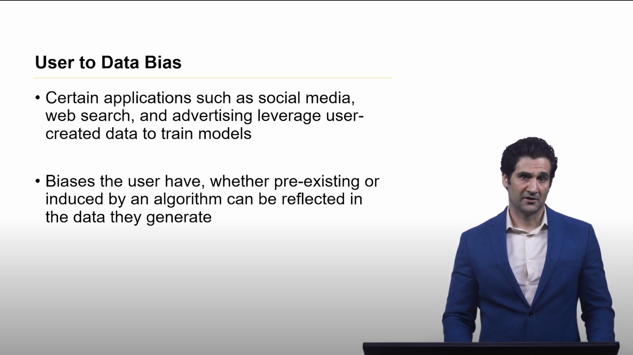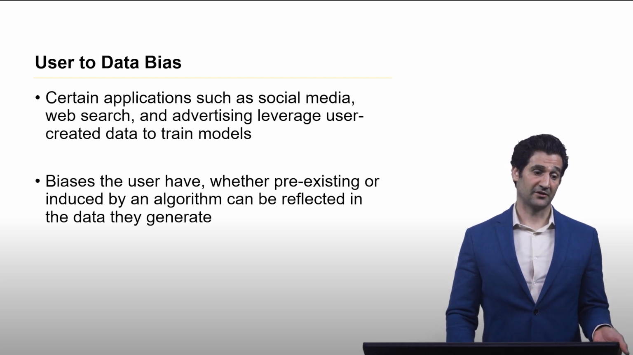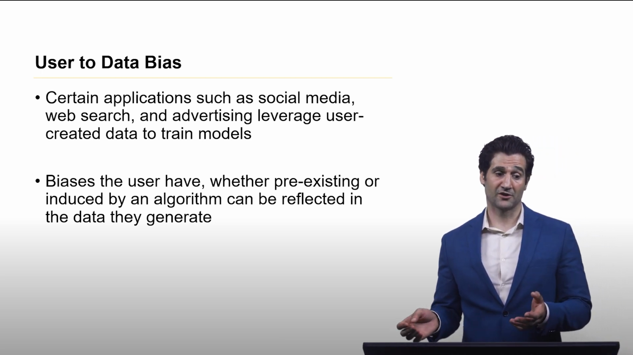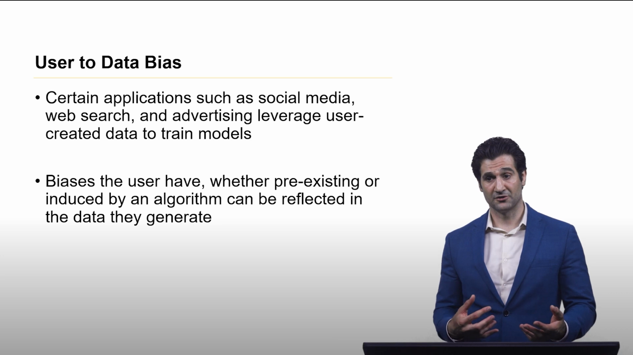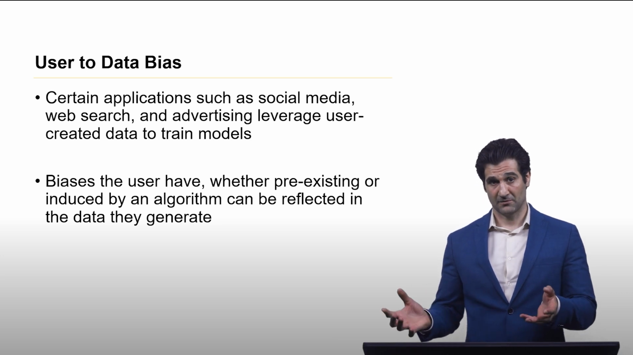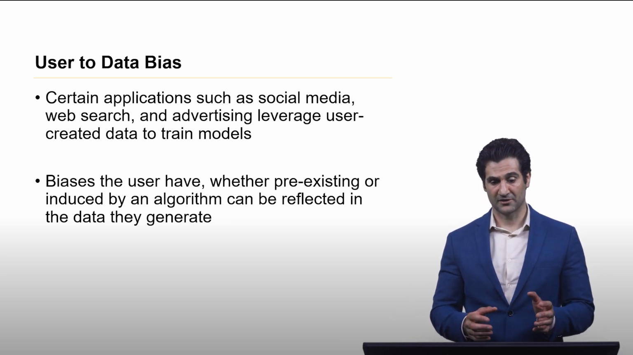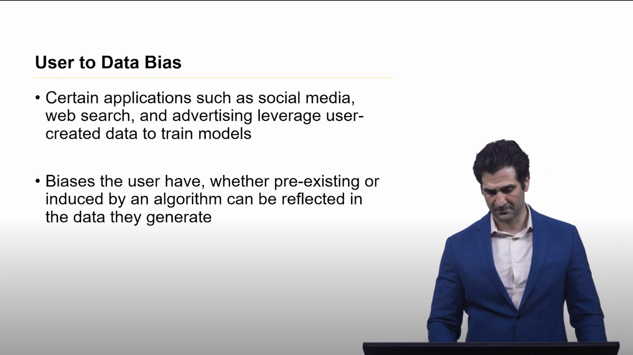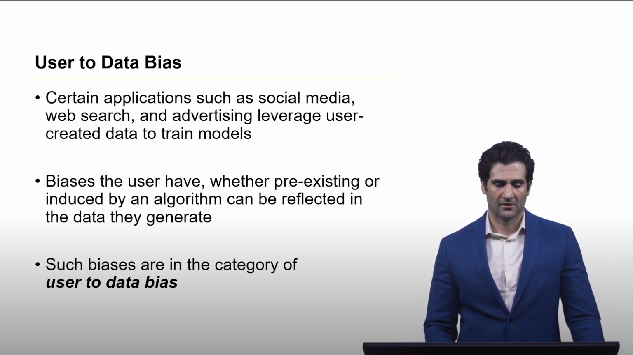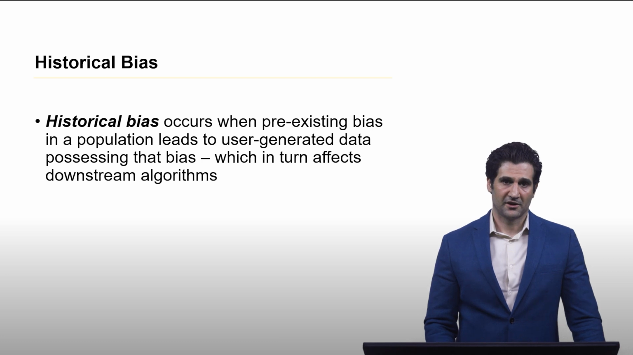And we have spoken in this course about reinforcement learning and reinforcement learning models that consider user behavior. That's a big place where this kind of bias can end up emerging. So let's look at a couple of examples.